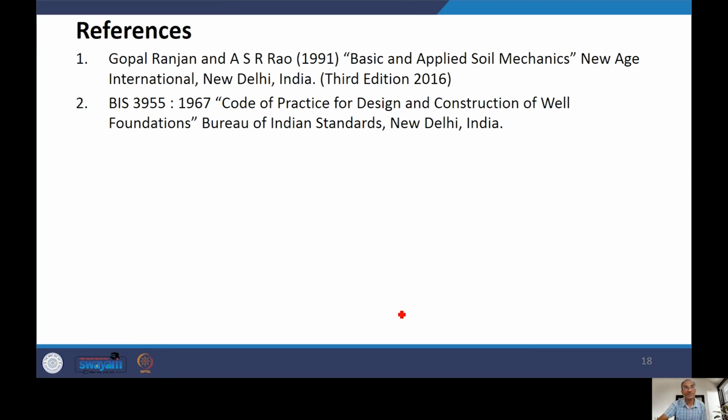These are the references, two references. One is the book by Gopal Ranjan and Rao on soil materials, and then you have the BIS code, which is related to design and construction of well foundations.